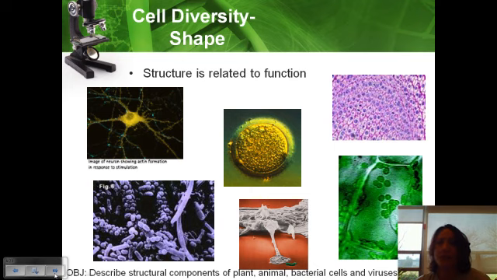Okay. Cells have a variety of different shapes, and their shape is related to how they function. Some cells are flat, some cells are long, and some cells can change shape. Some cells are big, some cells are small, but the shape is related to the functionality of the cell.